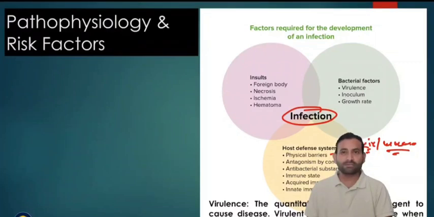Number two, this skin or mucous membrane itself acts as the barrier, right? So that the organisms or pathogens cannot enter easily, right? To enter inside the body tissues, they should penetrate the skin or the mucous membrane. So during the surgery, we break the physical barriers, right? So that can weaken the host defense, right?